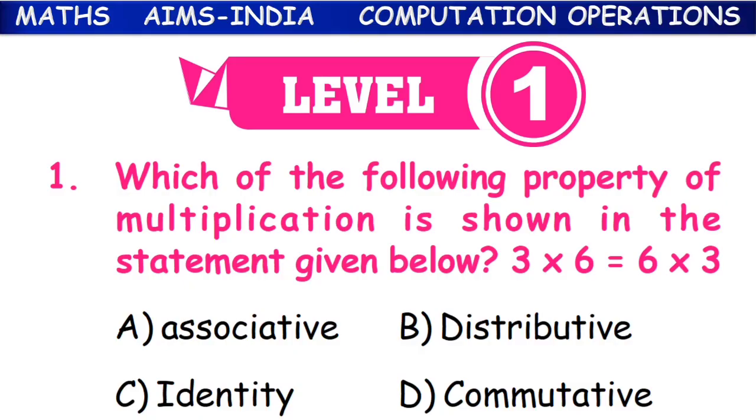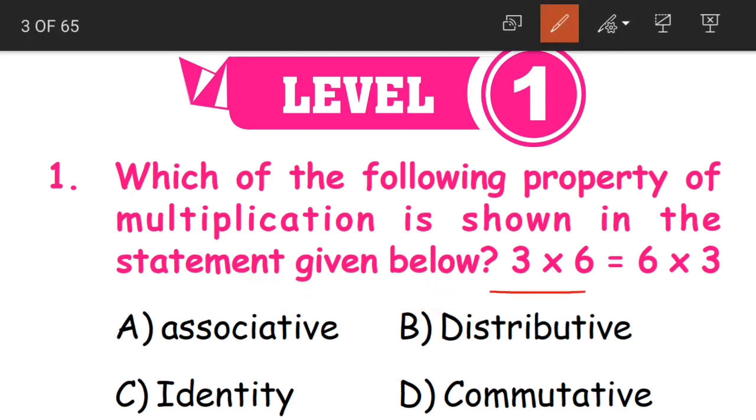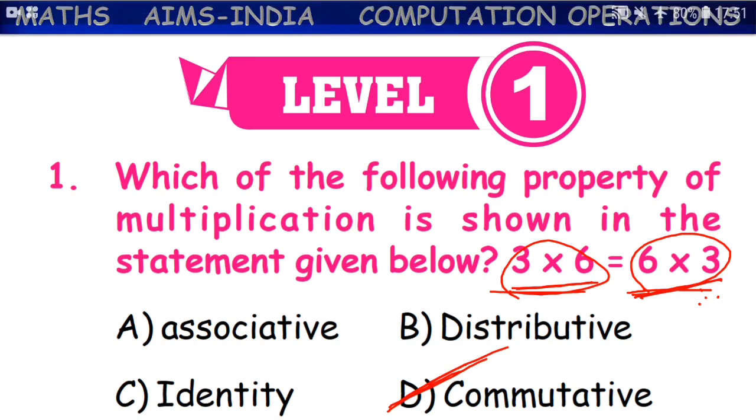Coming to question number 1, which of the following property of multiplication is shown in the statement given below? 3 into 6 is equal to 6 into 3. Yes, even though the order of the numbers here is changed, the product will not change. Which property is this, children? Commutative. Option D. Yes, even though the order is changed, the product will not change. So the answer is option D, commutative.